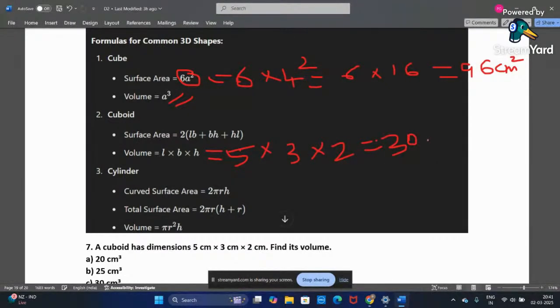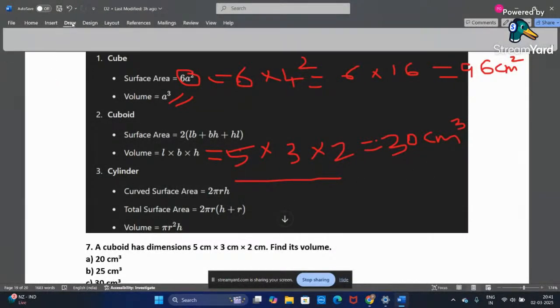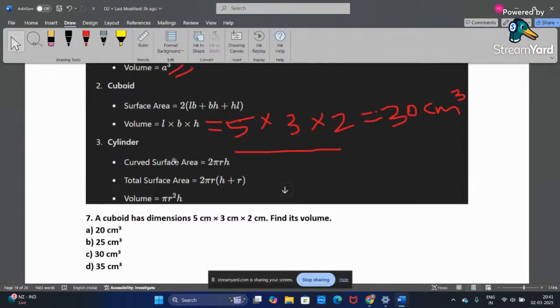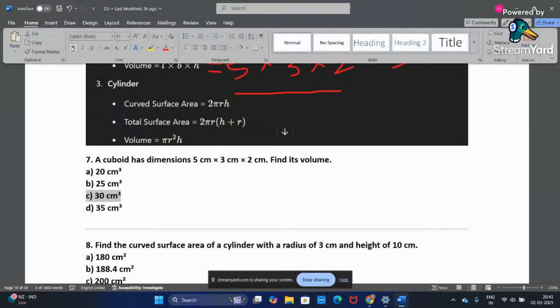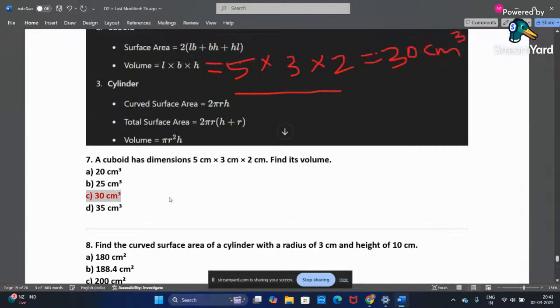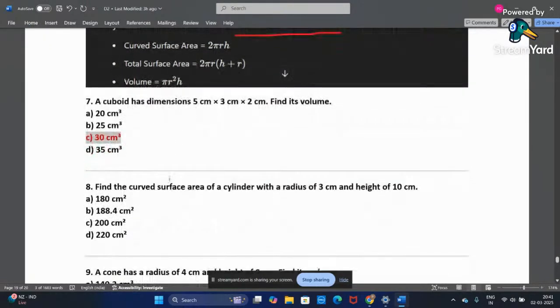Here it is not centimeter square, here it is centimeter cube, because for all these values there is a centimeter, so it is 3 times, right? So it should be 30 centimeter cube. Okay, next, for this the answer is this one. Next we'll move on to the eighth one.